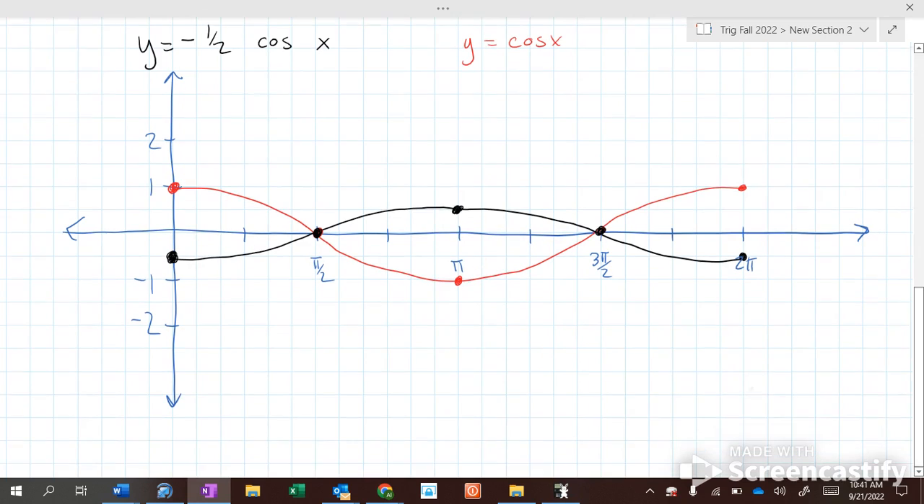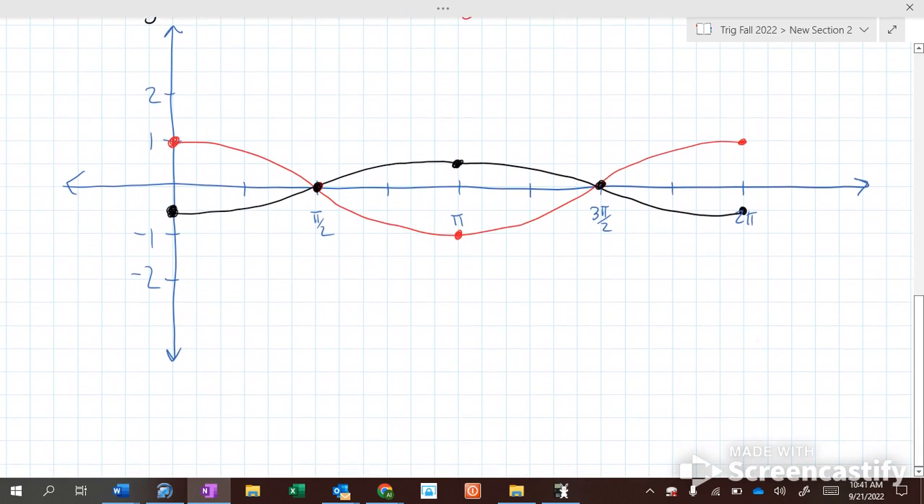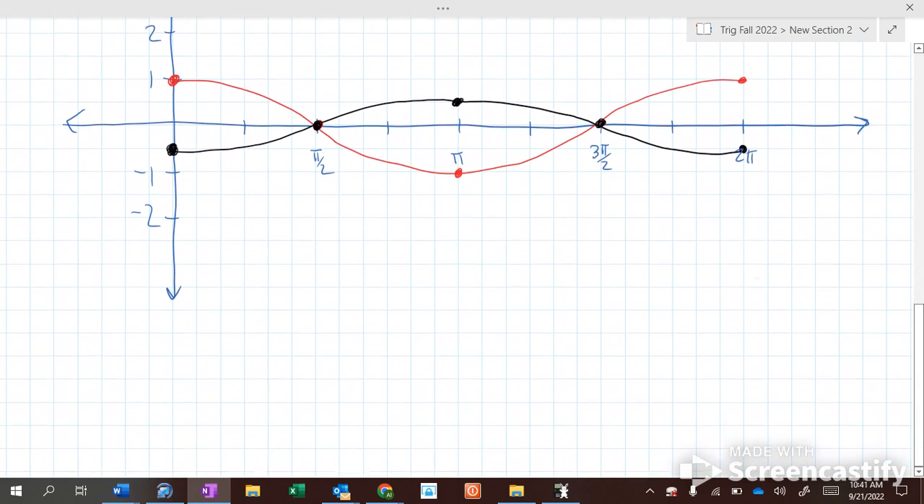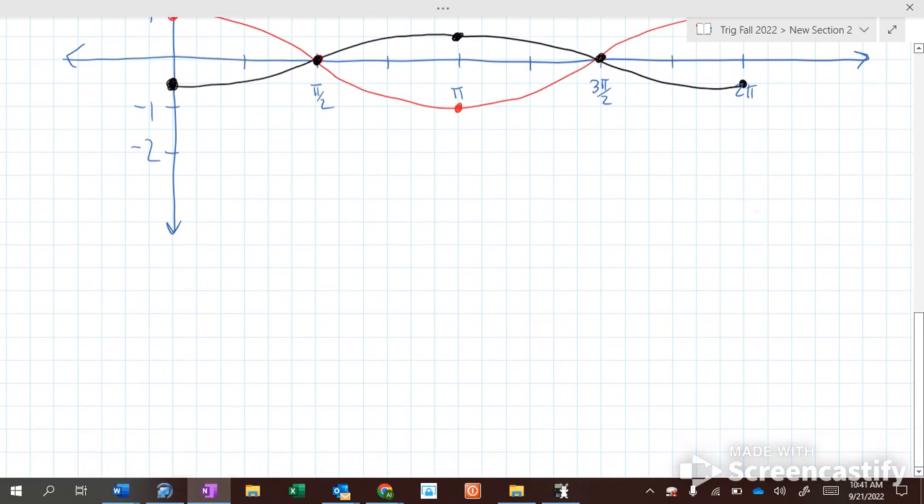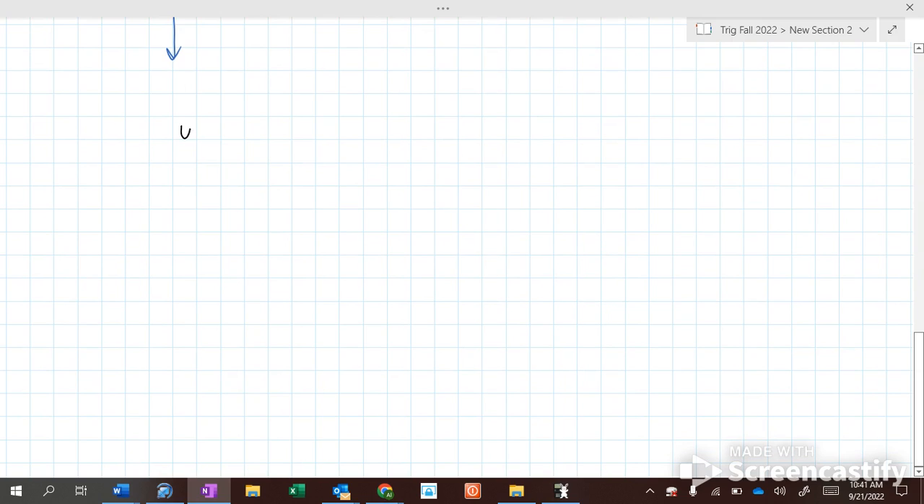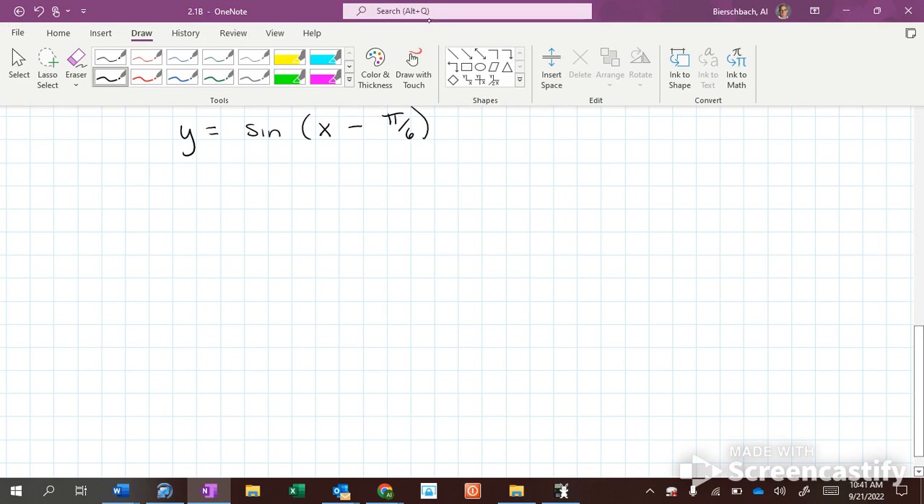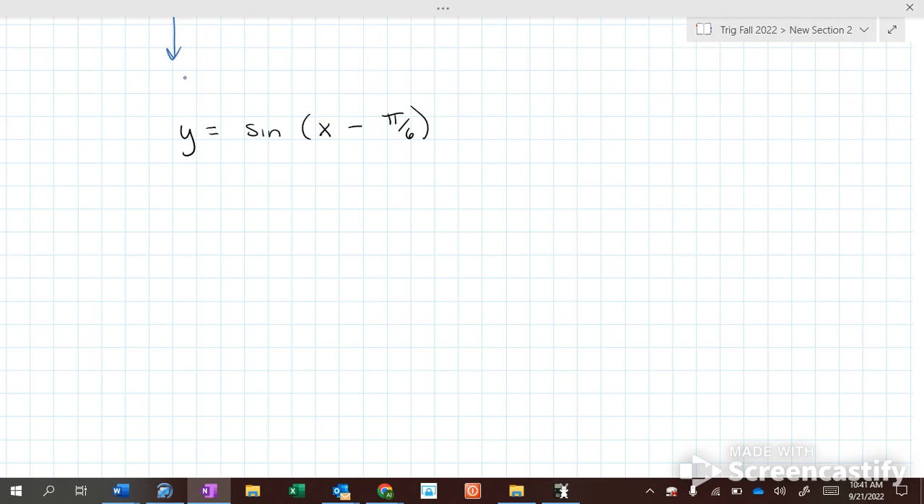All right. y equals sine of x minus pi over 6.